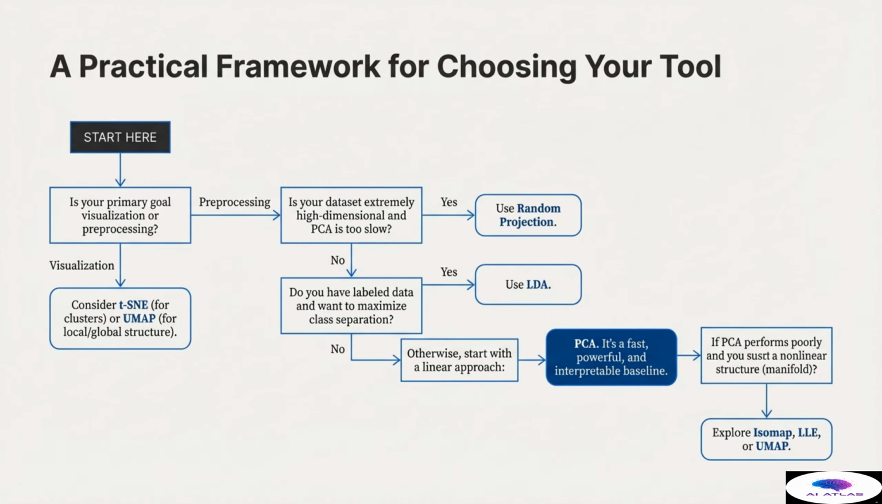However, if PCA is too slow, perhaps because your dataset is extremely high-dimensional with millions of features, you should jump directly to using random projection for its massive speed advantage. If you have labeled data, meaning you know the class of each instance, and your goal is to maximize the separation between those classes, then you should use the supervised technique, linear discriminant analysis, or LDA. Finally, if PCA performs poorly, indicating that the data is not linear, and you suspect a complex nonlinear structure or manifold, that is the time to explore powerful manifold techniques like ISOMAP, LLE, or the highly versatile UMAP.